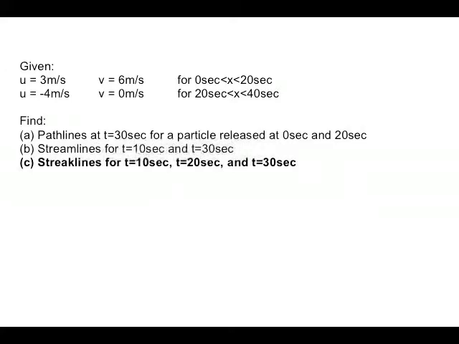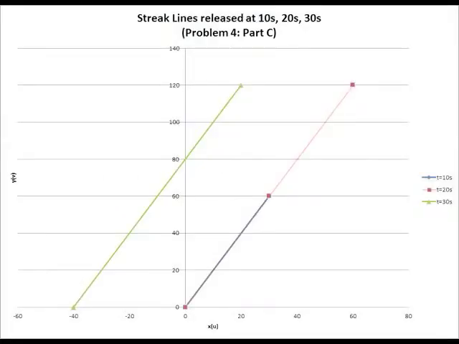For the streak lines, we again use the same velocity vectors. Here's the graph of our streak lines. The streak lines at 10 seconds are blue, the streak lines at 20 seconds are red, and the streak lines at 30 seconds are green.